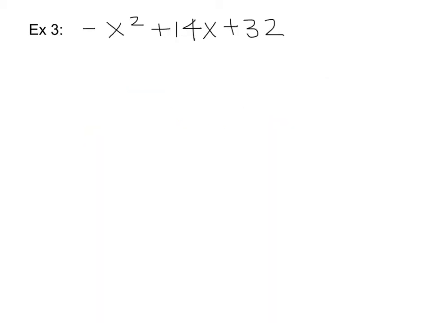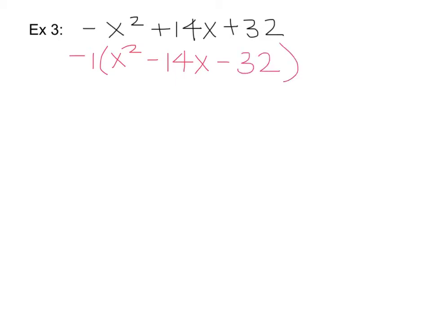In example 3, this problem is a little different. If you notice, this time a is negative 1. So when a is negative 1, your first step is going to be to factor out that negative 1, which is going to change all of your signs. So positive x squared, negative 14x, negative 32.